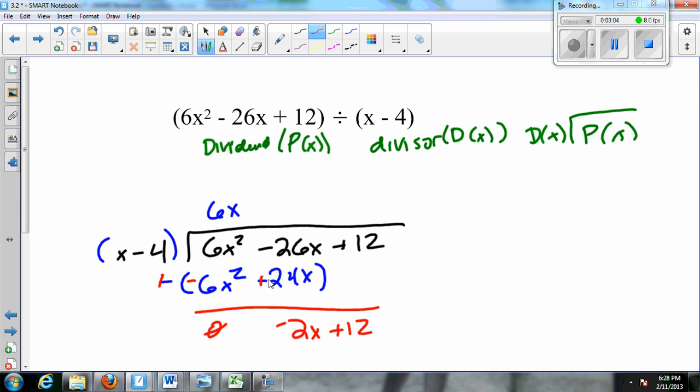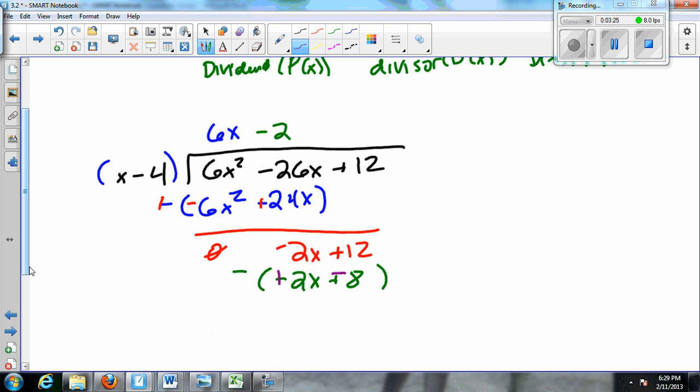x times what gives you negative 2x? Well, that would be negative 2. So now negative 2 times x is negative 2x. Negative 2 times negative 4 is positive 8. And now we subtract. Change your signs. And the 2x's cancel. 12 minus 8 is 4. Now 4 is a lesser degree than x, so 4 is your remainder.